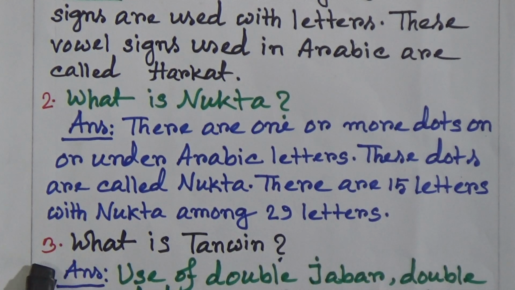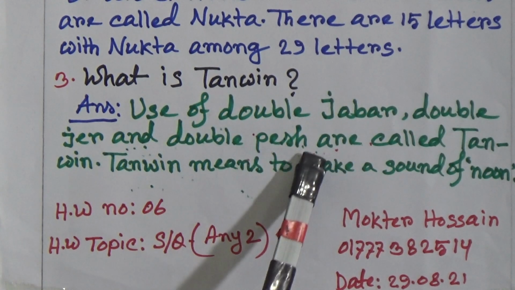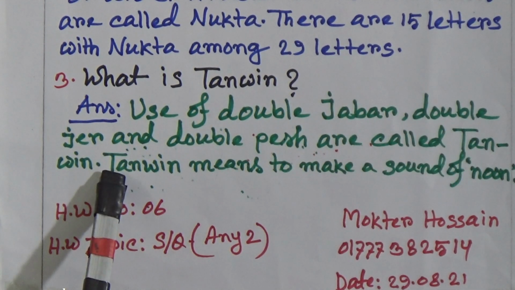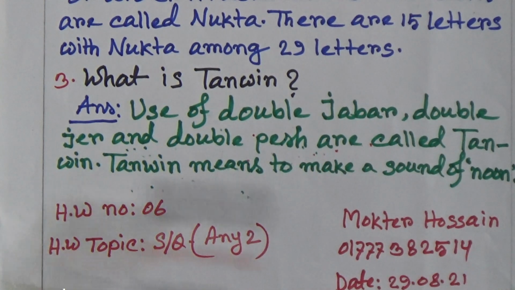Now number 3, what is tanween? And the answer will be, use of double jabr, double jar and double pesh are called tanween. Tanween means to make a sound of noon. Dear students, now SW number 6, SW topic will be short question, any two of these 3 questions.